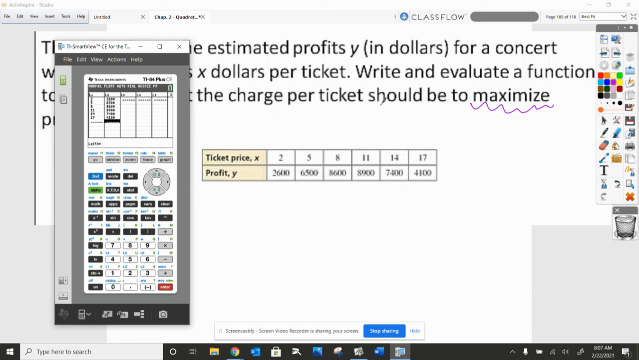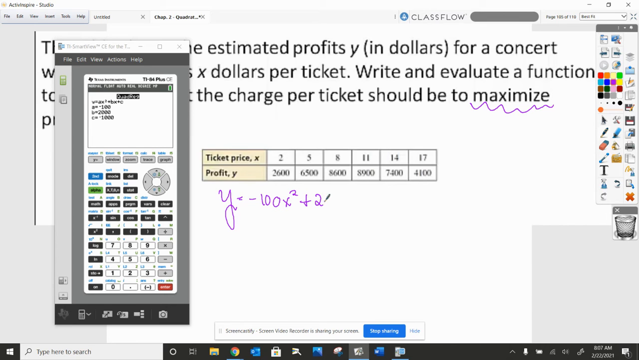Once all those are in there, remember to get the quad reg, we go to Stat, hit the right button to go over to the Calculate menu, and go down to number 5, which is quad reg, a quadratic regression. Go down to Calculate, and we got our A, B, and C. A, B, and C go in your standard form. Okay, cool, got it. Write and evaluate the function, got it.